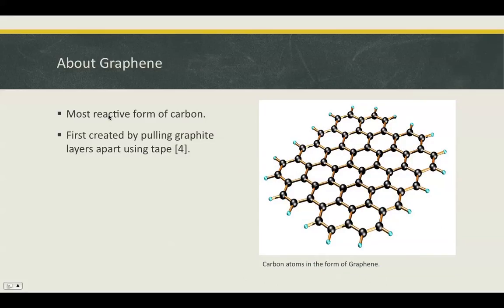Graphene is the most chemically reactive form of carbon due to the large lateral surface. Graphene was first created by pulling the layers of graphite apart using tape. It is now being created using an industrial blender and a little soap and water mixed with graphite.